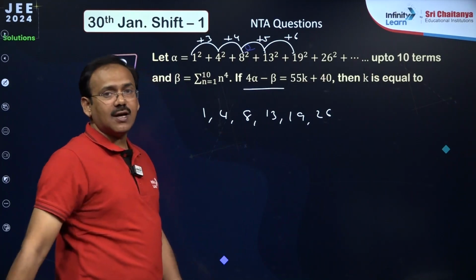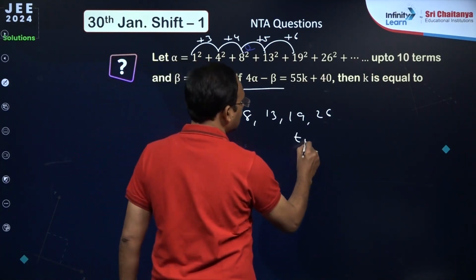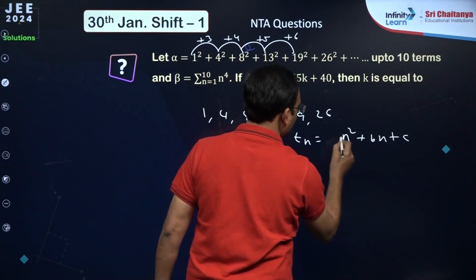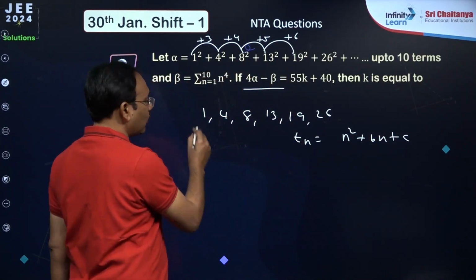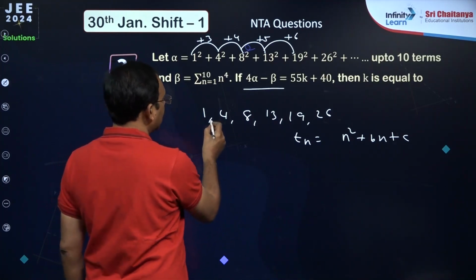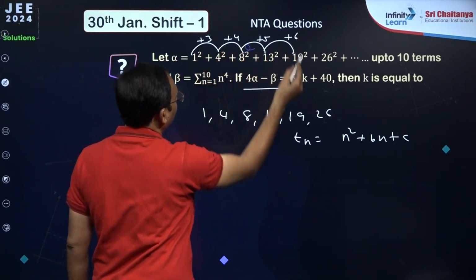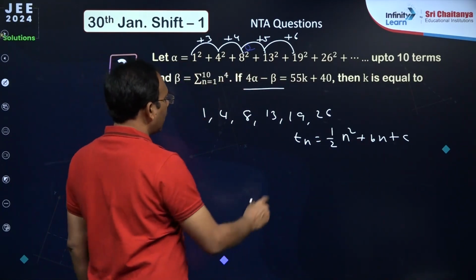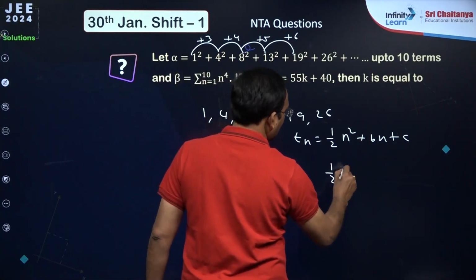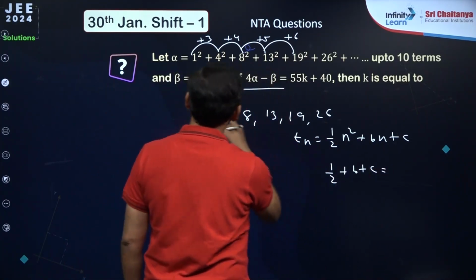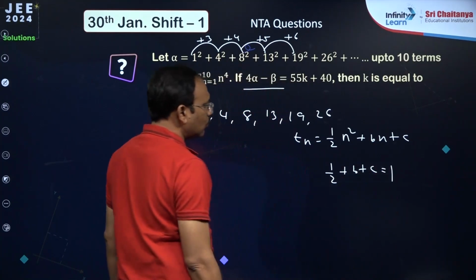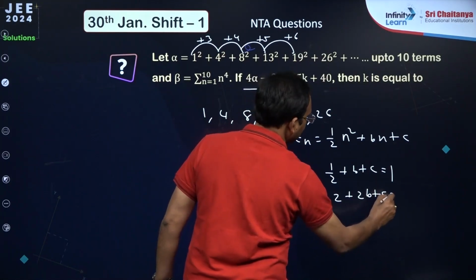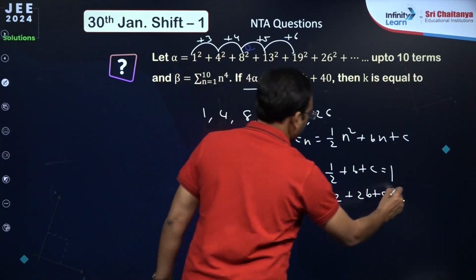If first differences are in AP, you know its nth term will be like an square plus bn plus c kind of, where n square coefficient is going to be half of the common difference. The AP that you have observed is 3, 4, 5, 6, common difference 1, you will get half, my dear friends. Then next, if you put n is equal to 1, that is half plus b plus c must be the first term 1. N is equal to 2, you will get 4 by 2 is 2 plus 2b plus c is going to be 4, my dear friends.